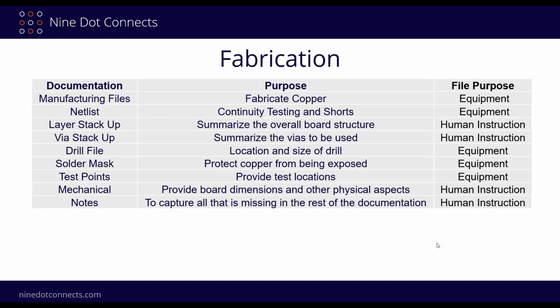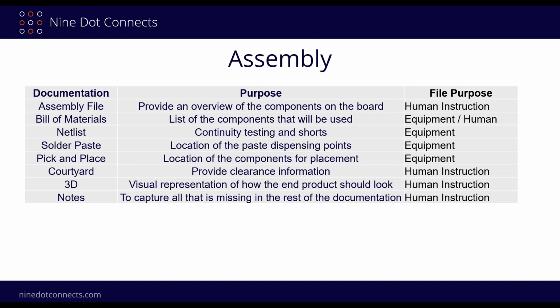By the way, I put these up here just for context as to how much of this stuff is actually human versus how much is equipment related. When you look at fabrication, a little less than 50% of it is human instruction, but nevertheless, almost half of it is things that you've got to provide to somebody in order for them to do the work that you want them to do. The rest of it is equipment. And if you look at assembly, about 50% of it is also human instruction. The rest of it is basically equipment information.